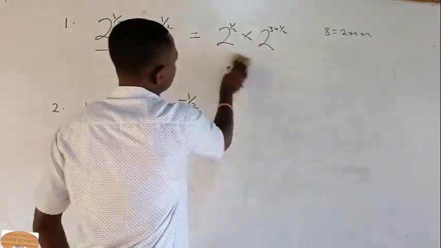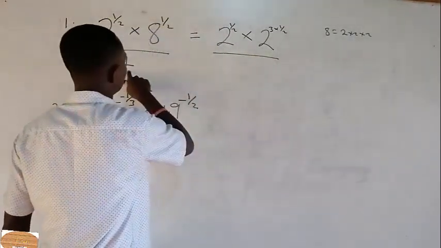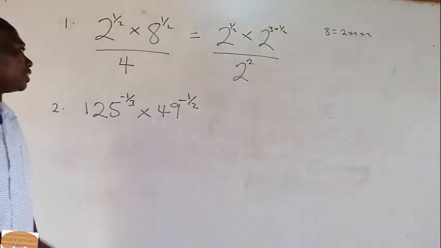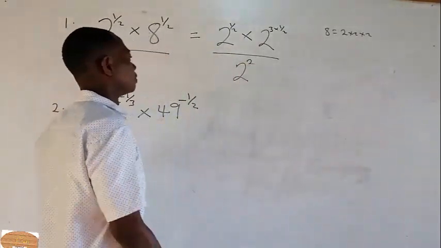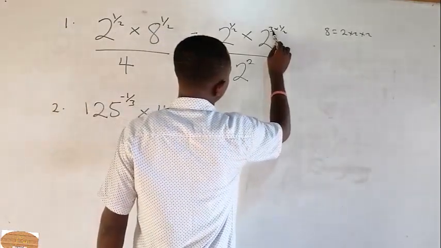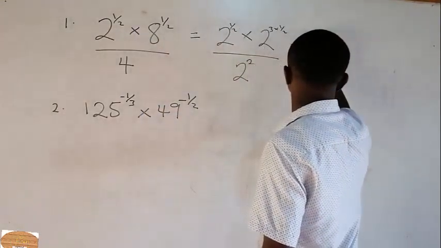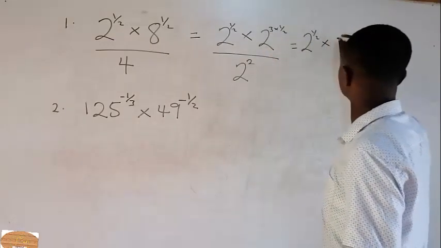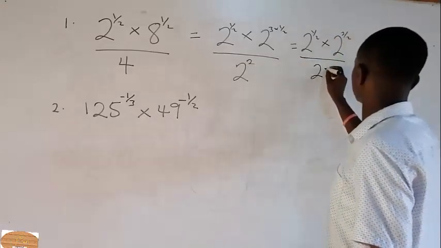So I have that. Let me also change this one to 2 to the power 2, so that you get the bases to be the same. 1, 2, 3, the bases are all the same. Alright, so let's move on. Let me multiply this one: 3 times half, 3 times 1 is 3. So 2 to the power 3 over 2, over 2 to the power 2.